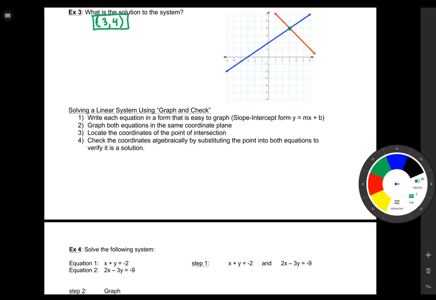Step 2, you graph both equations in the same coordinate plane, just like in example 3. Notice one line was blue, the other line was red, and where they met was the intersection point or the solution. Step 3, locate the coordinates of the point of intersection. And finally, step 4, check the coordinates algebraically by substituting the point into both equations to verify it is a solution. In example 3, we couldn't check it because there were no equations given to us. But in the following, on the back page of your notes, we are going to be given equations and we can check our work. And I've laid it out for you step by step and what to do.